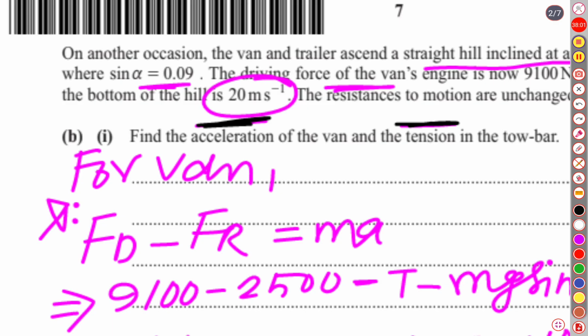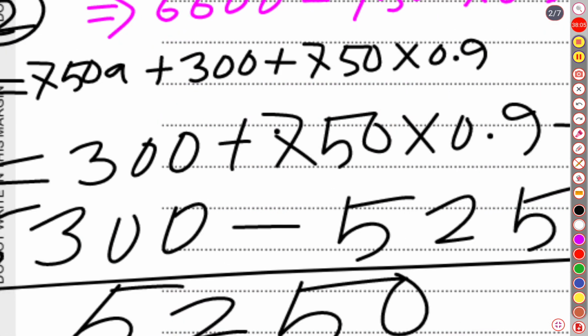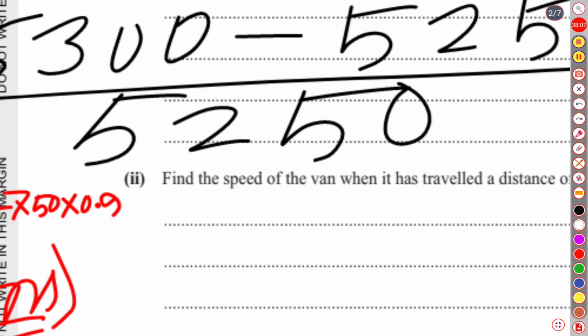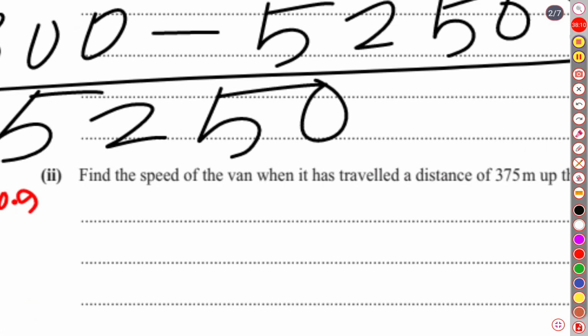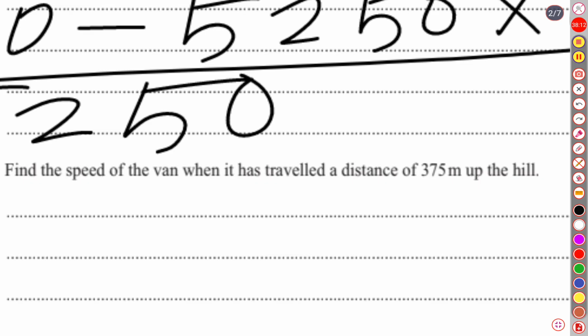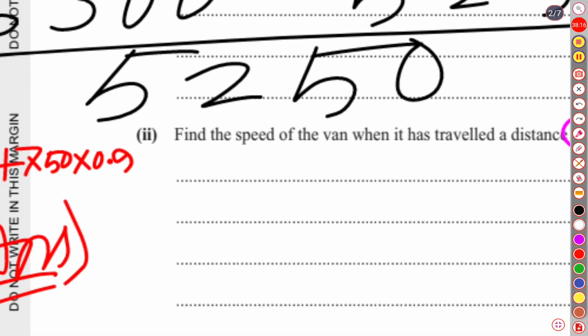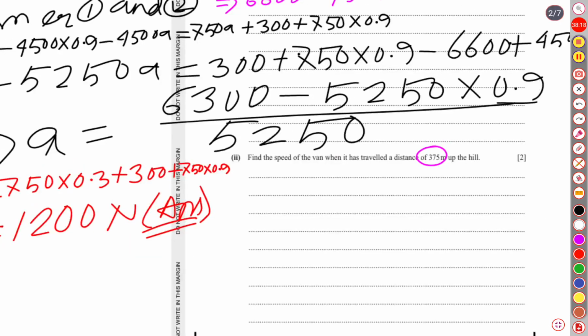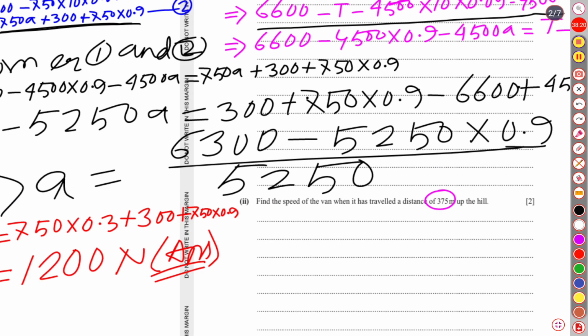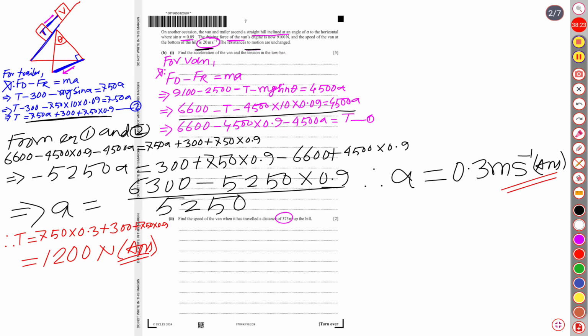So one of the velocities is given, then the final velocity is to be obtained. Acceleration is also in our hand, and the distance, I mean displacement, is also given. So we can easily apply the simple formula of v square. v square is equal to u square plus 2as.